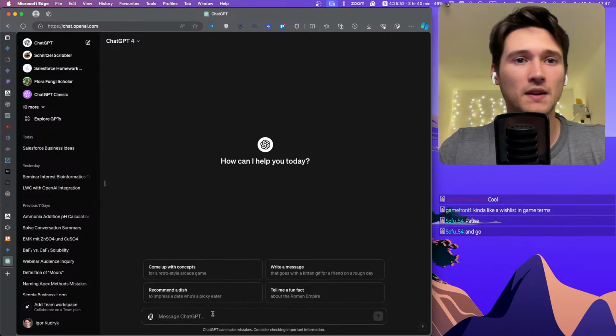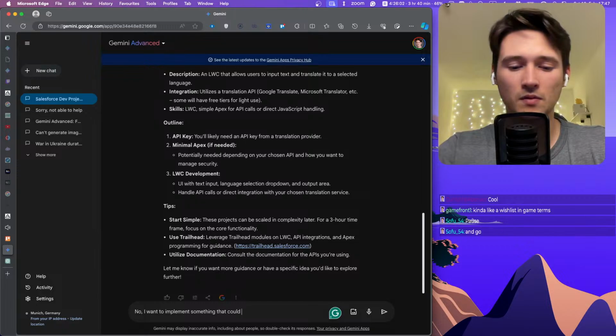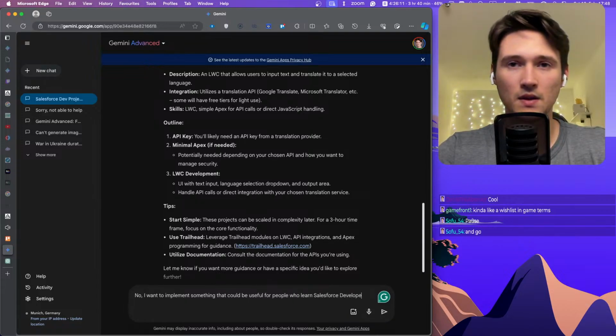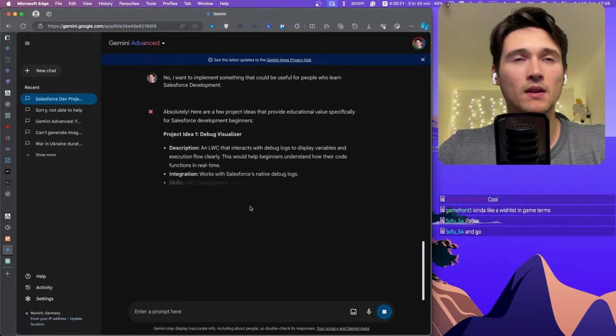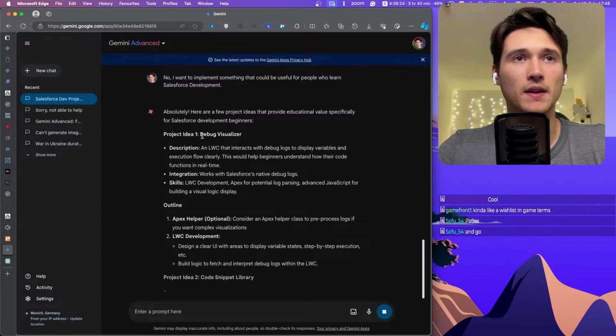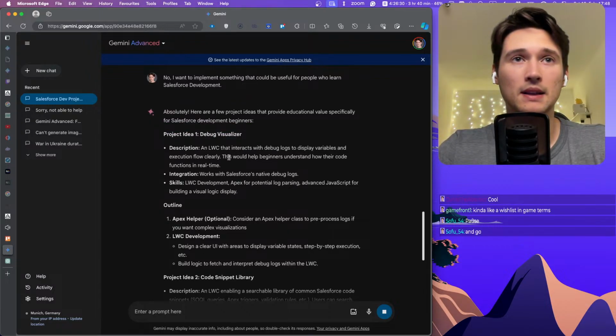And in the meanwhile, let's ask the same question to ChatGPT. I want to implement something that could be useful for people who learn Salesforce development. Okay, so here are a few project ideas. Let's see. Debug visualizer. Not bad. This is already better. An LWC that interacts with debug logs to display variables and execution flow clearly. This could help beginners understand how their code functions.